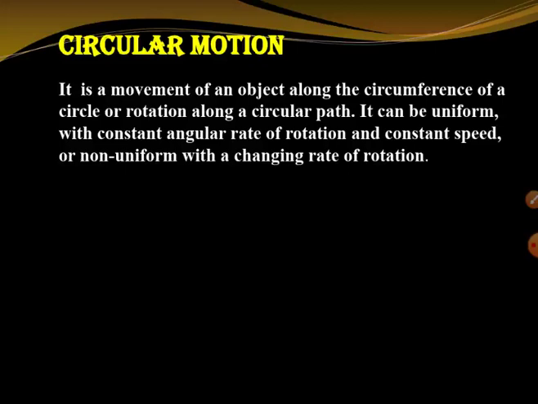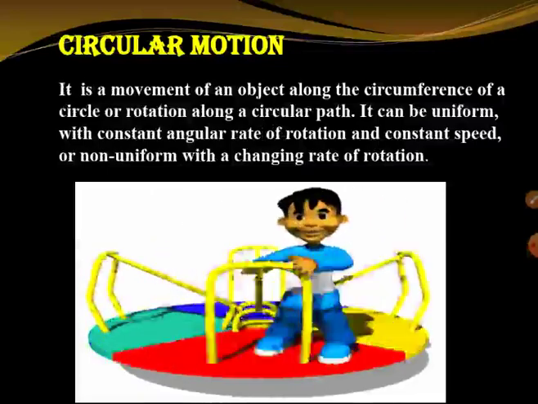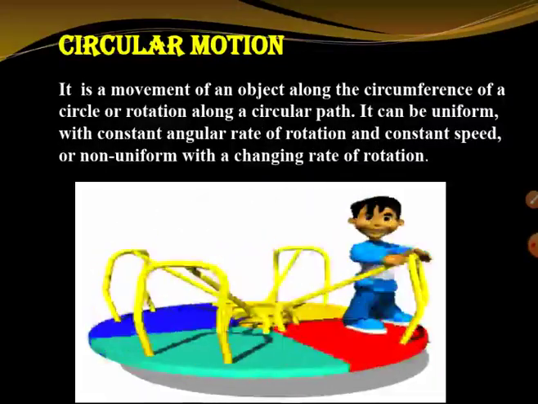So if it is a circular motion, then the body should move along the circumference of a circle or rotate along a circular path. It can be uniform or it may also be non-uniform, with a changing rate of rotation. Now see here, there are some examples that you can have.